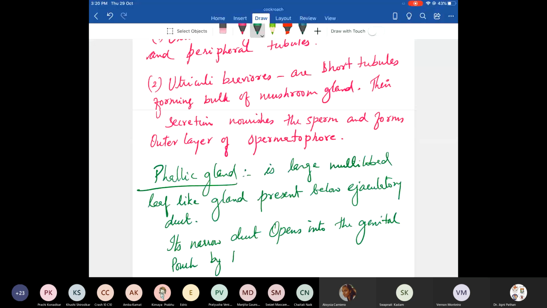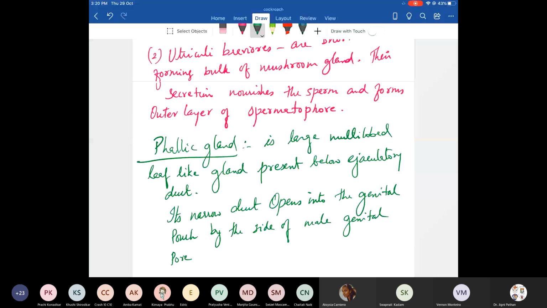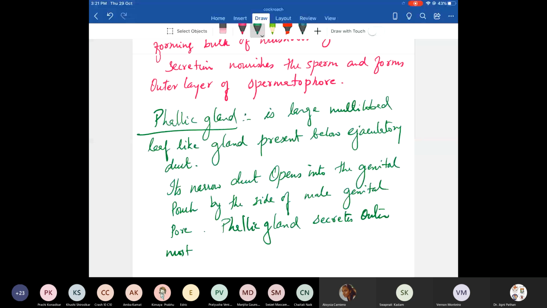Then the phallic gland, what is the function? The phallic gland secretes the outermost hard layer of the spermatophore. I told you, the spermatophore is a ball of sperm. So all these glands help in gluing, nourishing and forming the spermatophores, which contain sperm. So there are three different layers in the spermatophores. So let us draw and understand that.